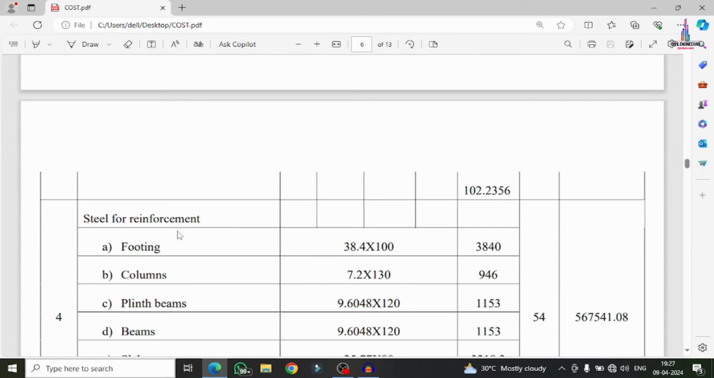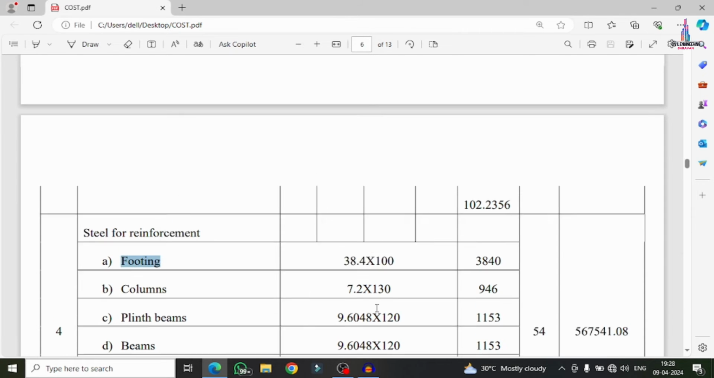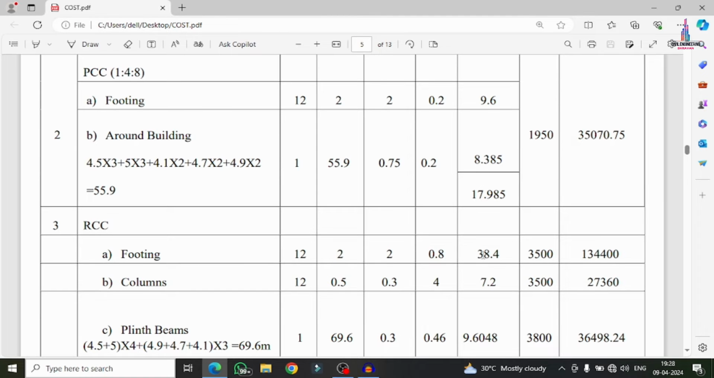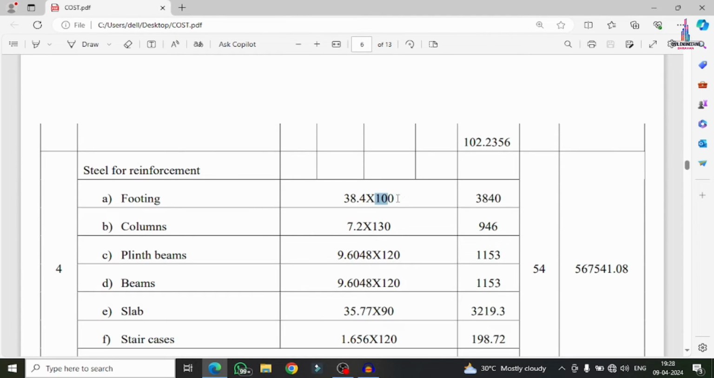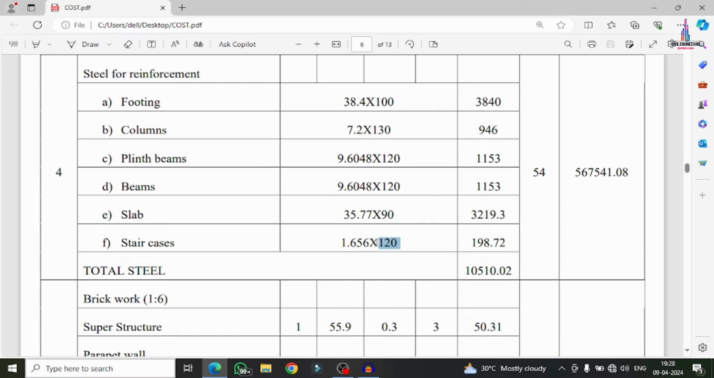Next is the reinforcement steel. For the reinforcement, we require the RCC concrete quantity. For the footing section, we multiply this RCC section 38.4 meter with 100 kgs. For 1 cubic meter, approximately 100 kgs of steel is required. In the same process for the column section, 130 kgs of steel is required. For the plinth beam, 120 kgs of steel. For the beams, 120 kgs of steel. For the slab, 90 kgs of steel. For the staircases, approximately 120 kgs of steel.